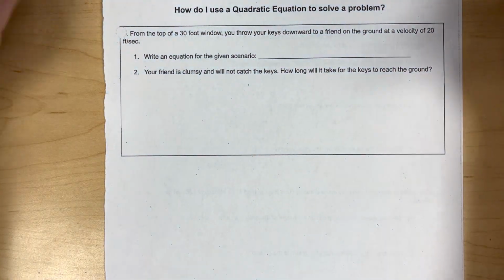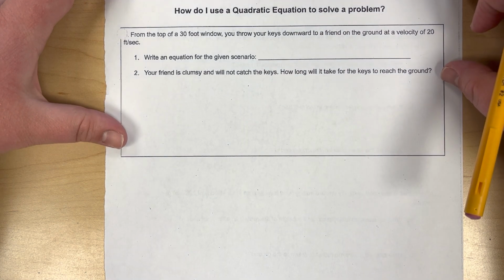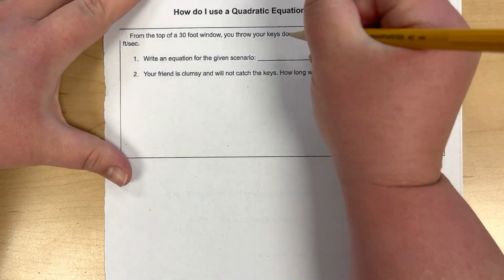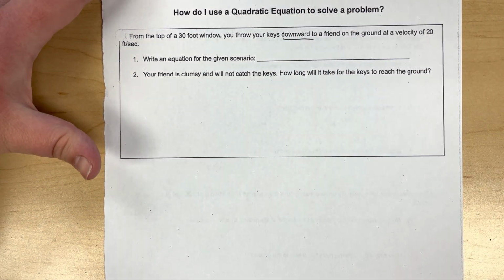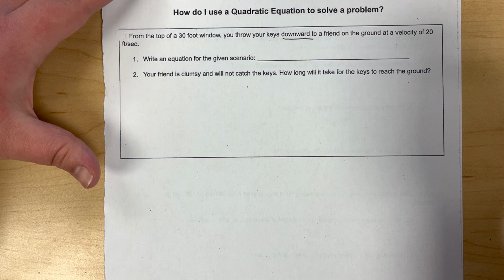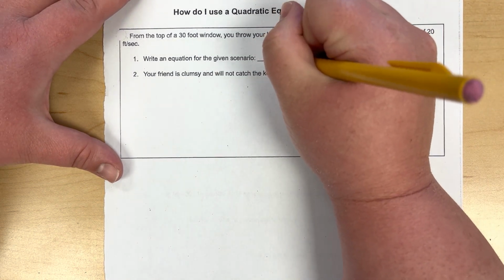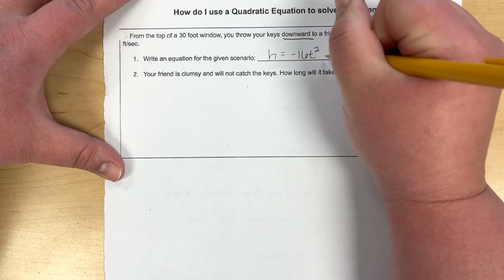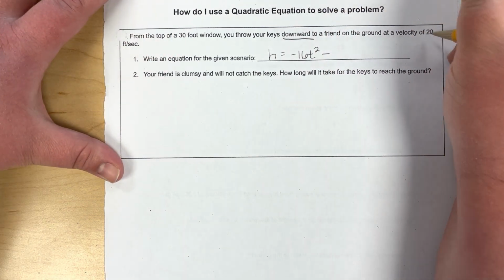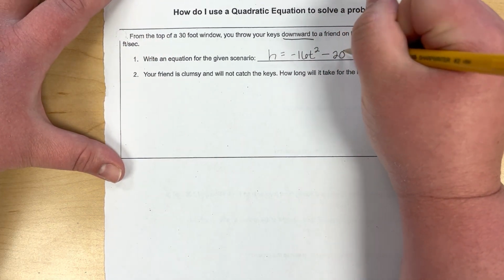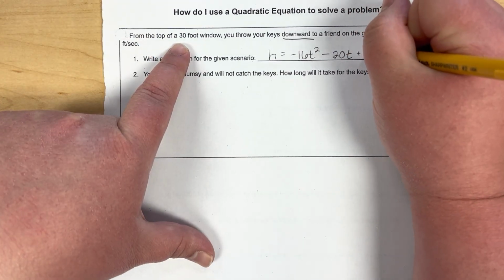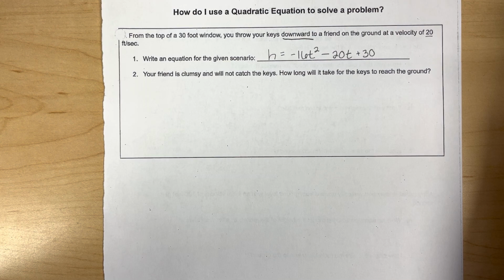It says, from the top of a 30-foot window, you throw your keys downward to a friend on the ground at a velocity of 20 feet per second. All right, so do you see this keyword, downward? This is where the velocity is negative, okay? So we have h equals negative 16t squared, and then minus, and the velocity is 20 feet per second, so 20t, and you started at 30 feet, so plus 30, okay?